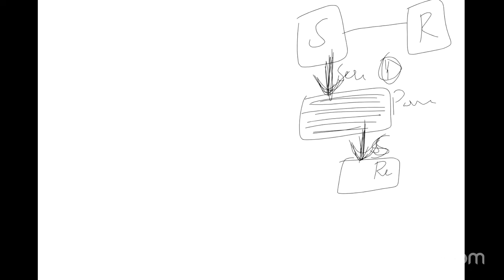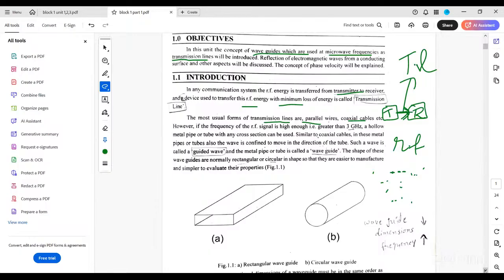We will come to our original topic. What are the transmission lines? Which types of transmission lines do we have? Either parallel wires or coaxial cables, etc. If the frequency of the radio frequency signal is greater than 3 gigahertz, then we will use hollow metallic tubes. If it is lesser than 3 gigahertz, then we will use parallel lines or coaxial lines.